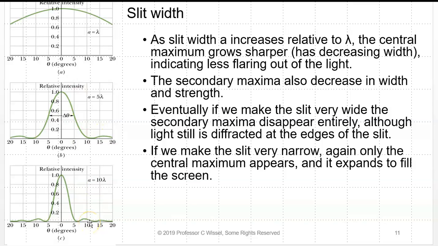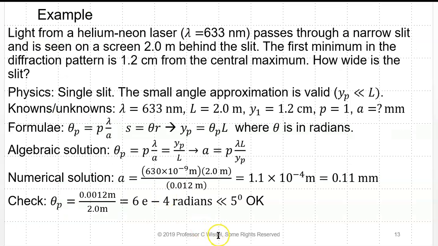Eventually, if we make the slit very wide, the secondary maxima disappear entirely, although the light is still diffracted at the edges of the slit. That's not shown here. If we make the slit very narrow, again, only the central maximum appears, and it expands to fill the screen.